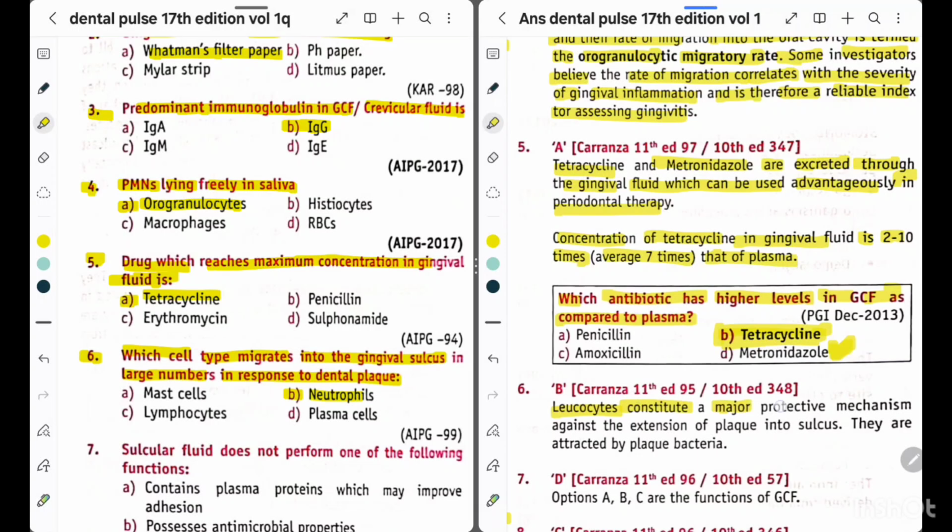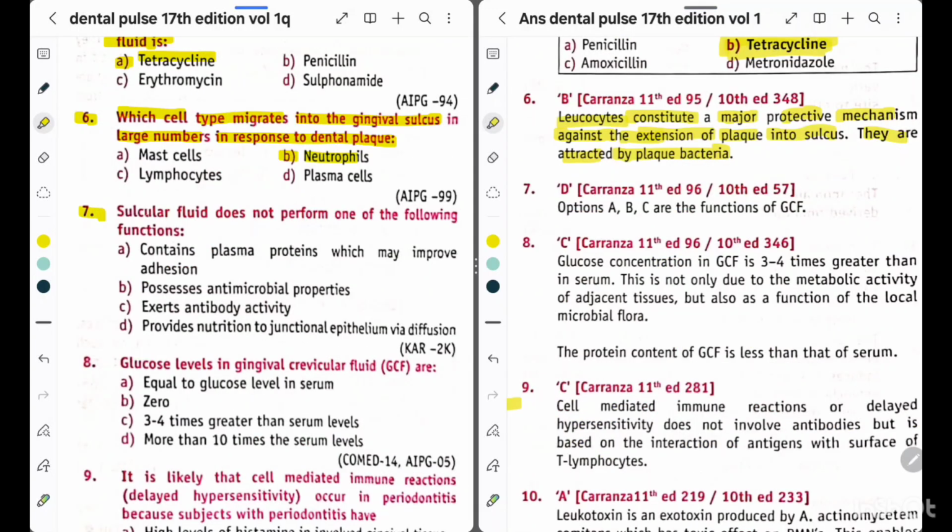Leukocytes constitute a major protective mechanism against the extension of plaque into the sulcus. They are attracted by plaque bacteria. Now question 7. Crevicular fluid does not perform one of the following functions: contains plasma protein which may improve adhesion, possesses antimicrobial properties, exerts antibody activity, or provides nutrition to junctional epithelium via diffusion. So the answer is option D, provides nutrition to junctional epithelium via diffusion. Options A, B and C are the functions of GCF. Option D is not a function.